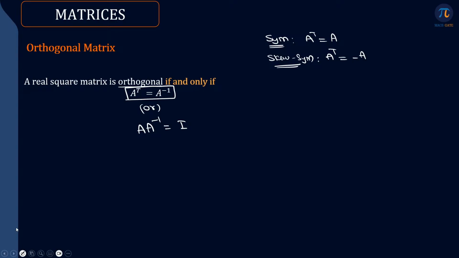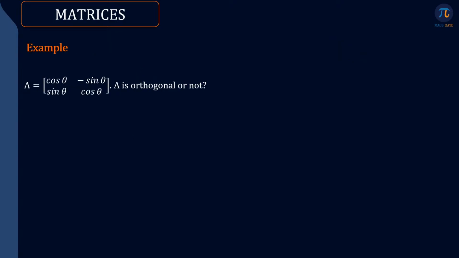But here in an orthogonal matrix, because transpose is A inverse, what happens, sir? You can multiply A with A transpose, you get identity. Not for all the matrices, only for orthogonal matrices. So check whether it is orthogonal or not.